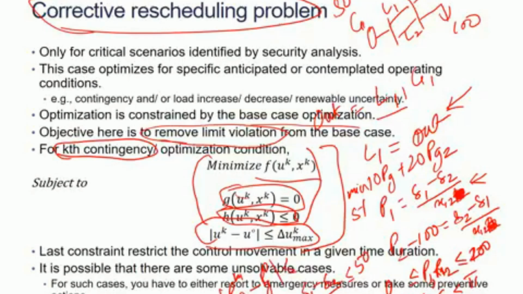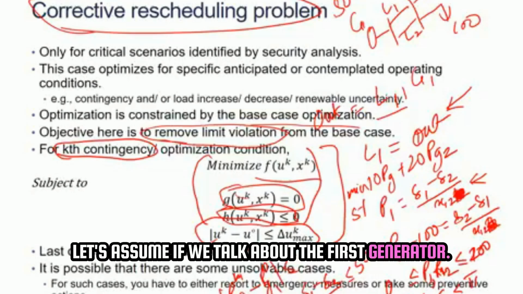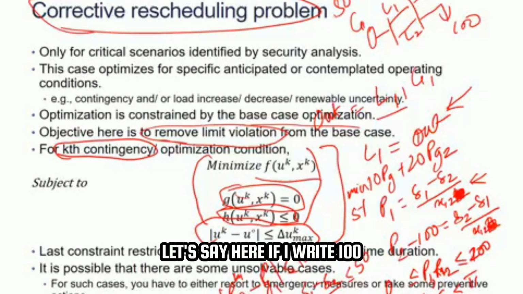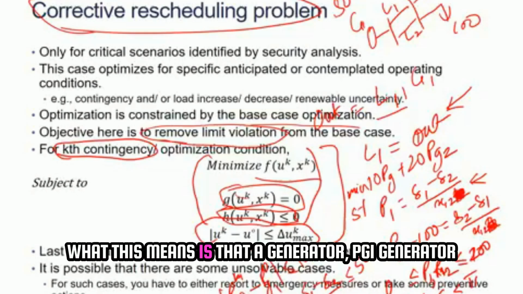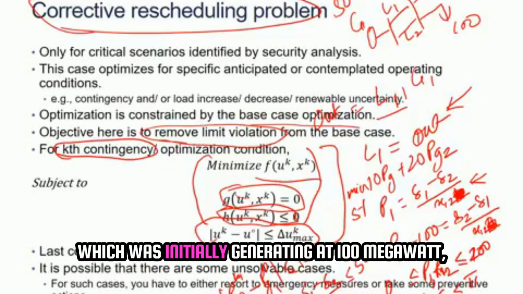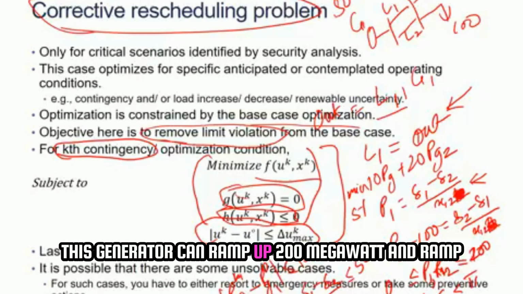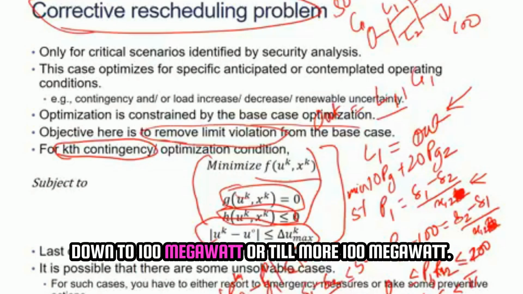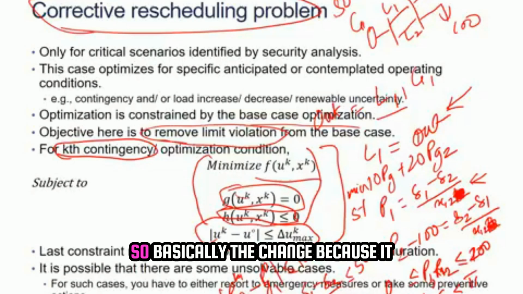Let's assume we talk about the first generator, and here I write 100 and here I write minus 100. What this means is that generator PG1, which was initially generating at 100 megawatt, can ramp up by 100 megawatt and ramp down by 100 megawatt. So basically the change, because it has a capacity from 0 to 200, it can go maximum till 200 or minimum 0.